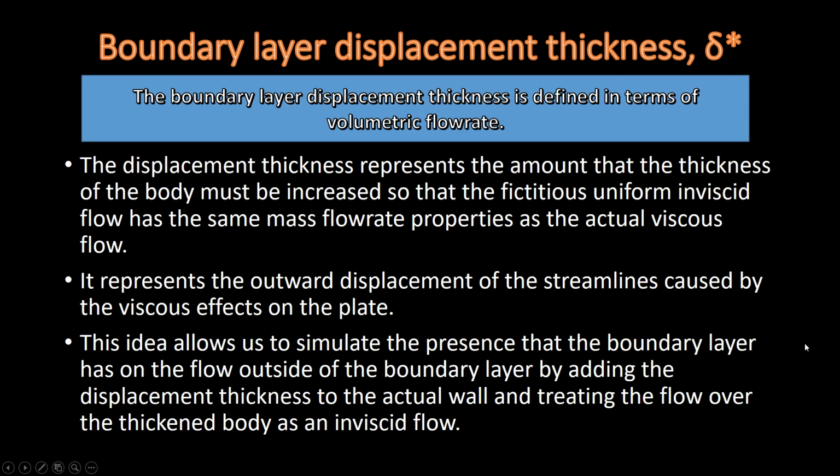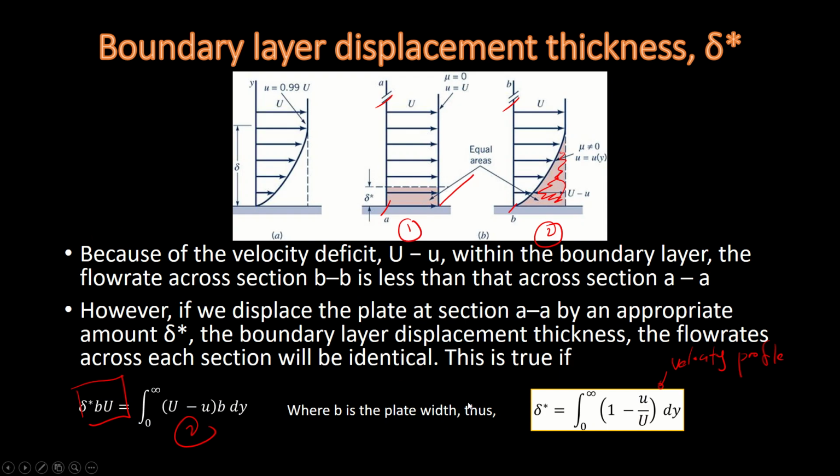So the boundary layer displacement thickness is defined in terms of volumetric flow rate. It can be defined based on volume flow rate, because volume flow rate is velocity multiplied by area. So delta star is here, multiplied with the width, and this is the area, and U is the free stream velocity.